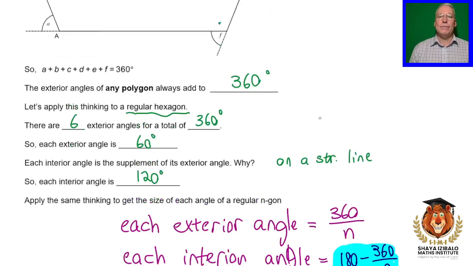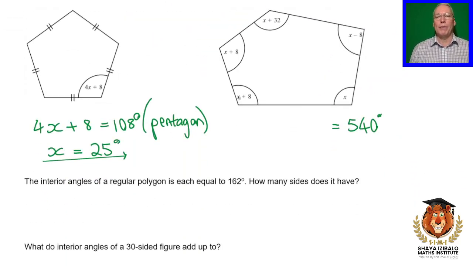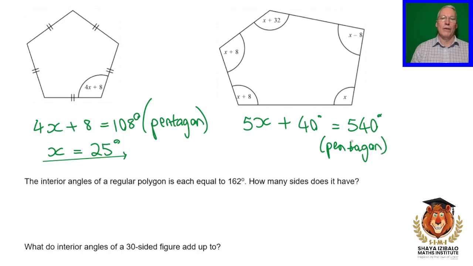Okay, so we know that, let's just add this up as we go around, x plus x plus x plus x, 5 x's. We've got 8 and 8, that's 16, and 32, that's 40. That's 48, minus 8 is 40. So 5x plus 40 is 540 degrees, and the reason is because it's a pentagon. If we now subtract 40 from both sides and divide both sides by 5, we get that x must be 100 degrees.